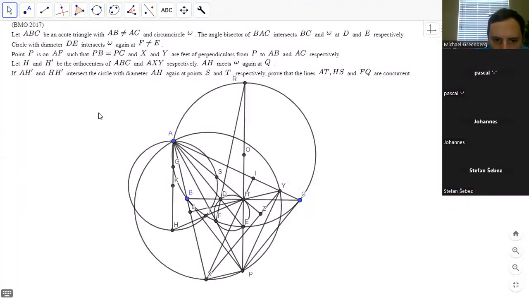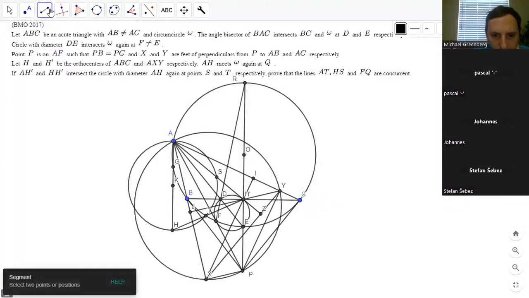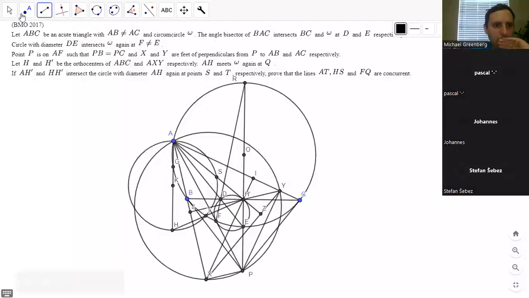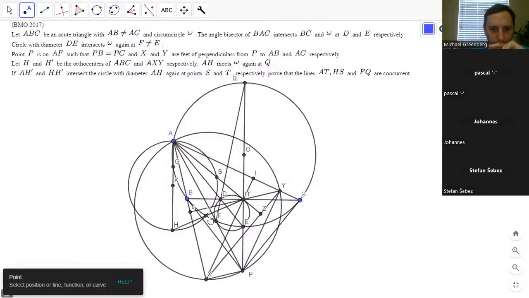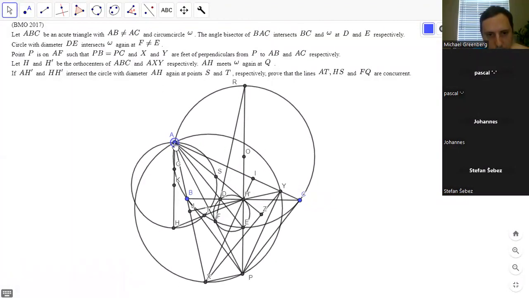And then we have that, okay, SH and FT, wait, sorry, no. What are the lines we're supposed to show? SH and FQ are just like, Q is the reflection of H over BC, and F is the reflection of S over BC. So they just concur on BC, and then AT and HS concur on BC because BHSC is cyclic, and we can use radical axes. Okay. Hold on just one second. I'm a little confused here.